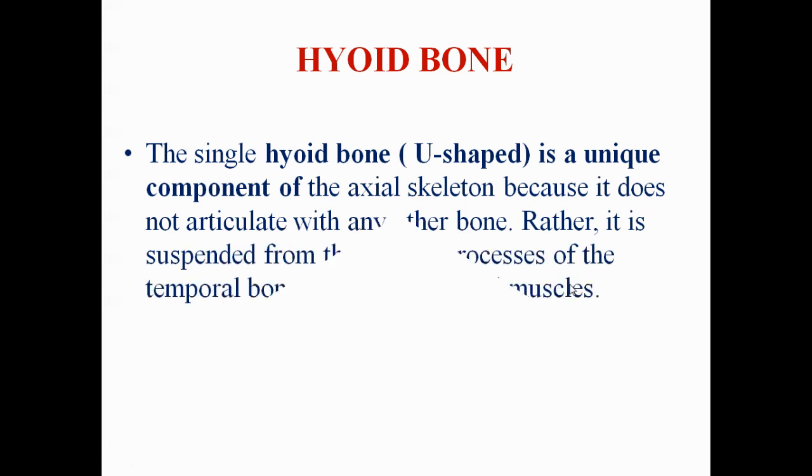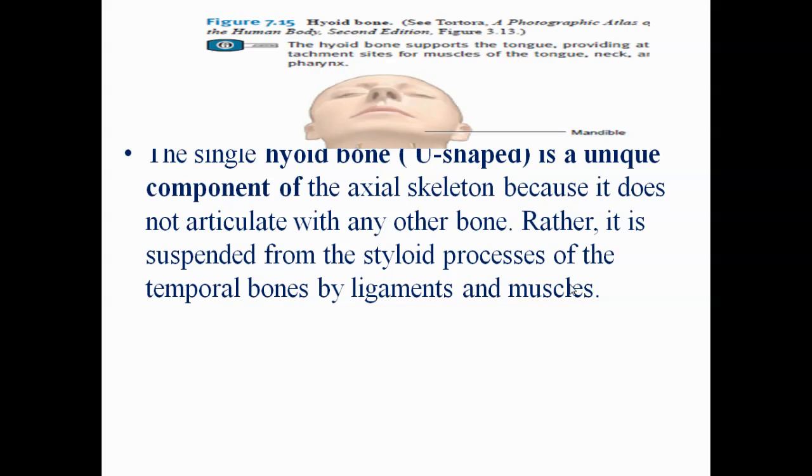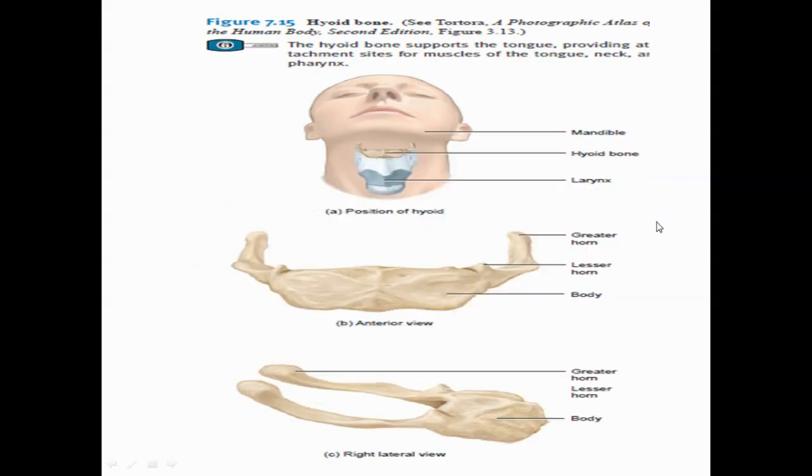The next unique feature is the hyoid bone. The hyoid bone is single and U-shaped. It is a unique component of the axial skeleton because it does not articulate with any other bone. It does not move with any other bone. It is suspended from the styloid processes of the temporal bones by ligaments and muscles. So you can see the hyoid bone here. This is the hyoid bone.